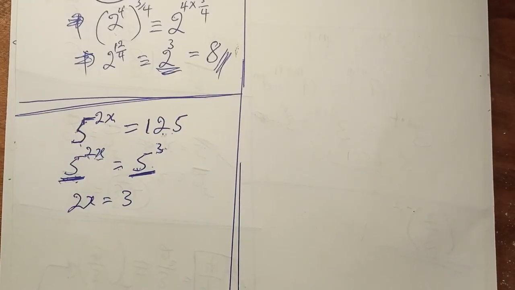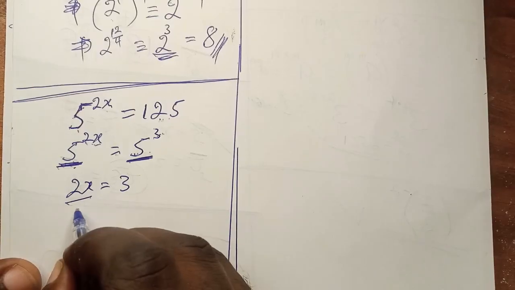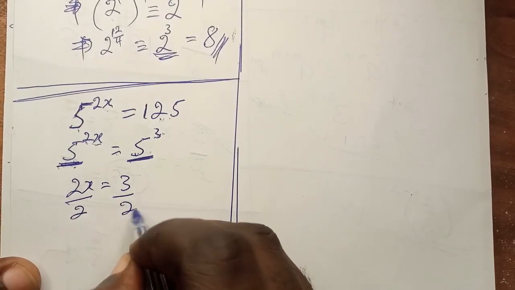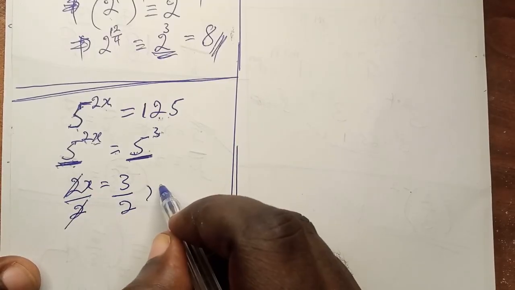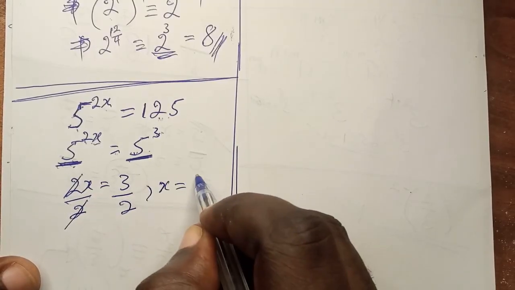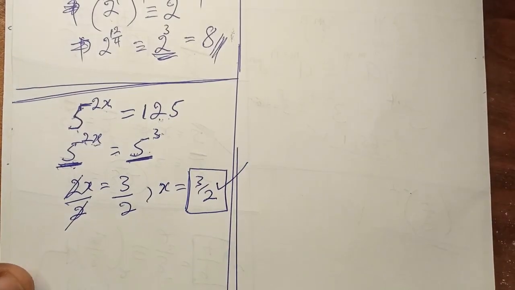For us to therefore have x, we have to divide both sides by 2 to have x stand alone. Therefore, 2 divided by 2, and we also divide by 2 here, so that the 2 will take off here, and we have x equal to 3 over 2. This therefore means that x is equal to 3 over 2 as a fraction. That is what we have for this expression.